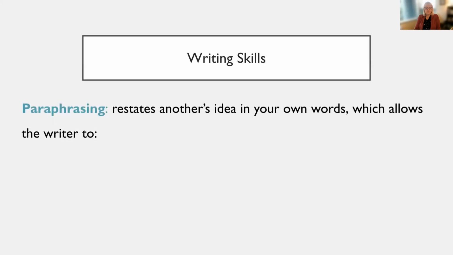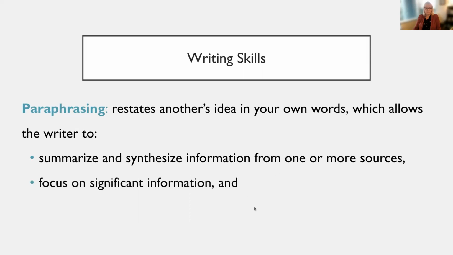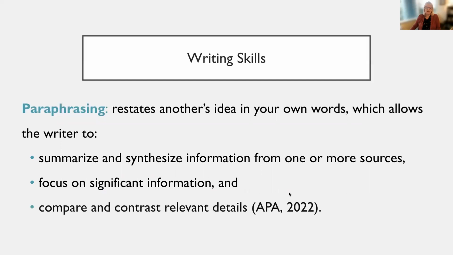When we think about different writing skills, one that's vitally important, especially for research writing, is paraphrasing. Paraphrasing refers to restating another's idea in your own words, which allows the writer to summarize and synthesize information from one or more sources, focus on significant information, and compare and contrast relevant details. So paraphrasing is a very important writing skill, and it is different from adding in direct quotes from outside sources.